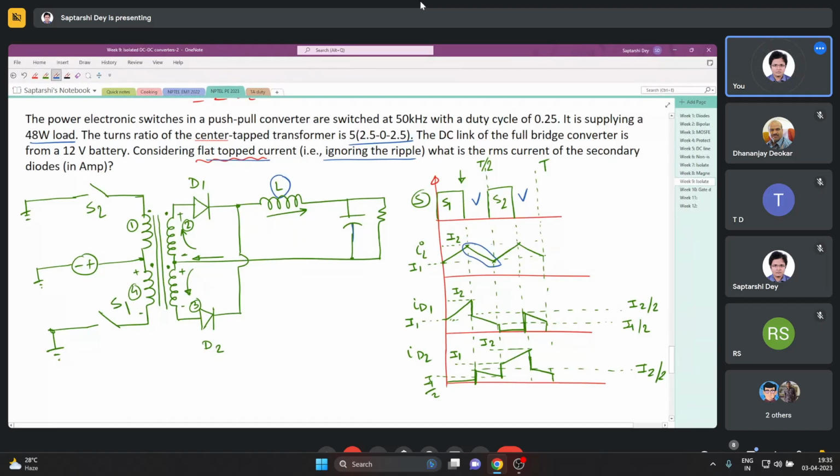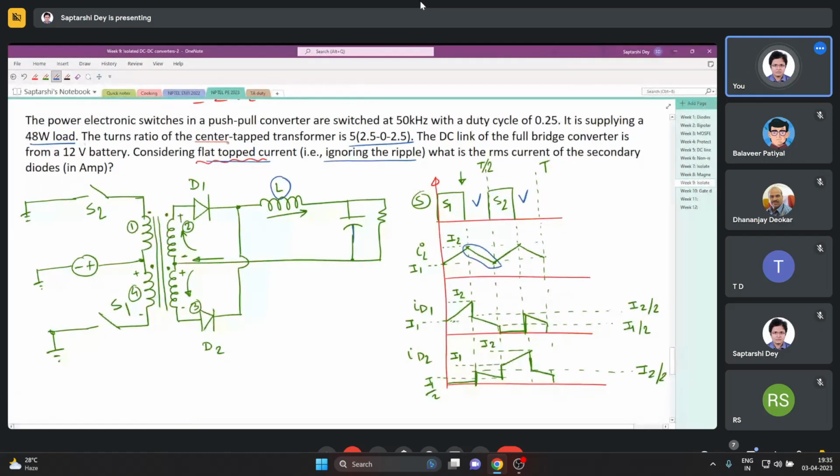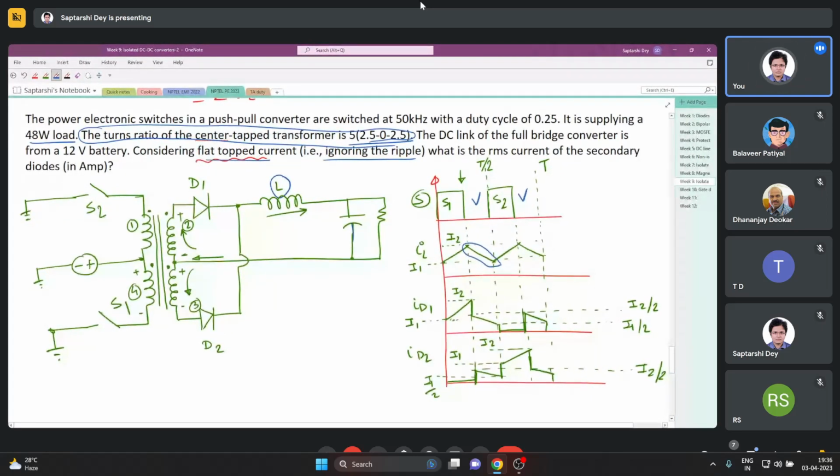See, we'll solve this question, but I advise you, when you are writing your report or thesis or making questions for others, do not make this kind of statement. These are very much vague, and there is no such convention that when I say turns ratio it is n2 by n1 or something. Never do that. These are vague statements. Anyway, we will do something.